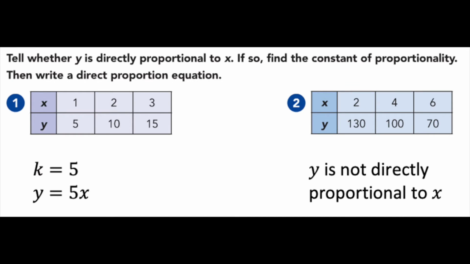When we submit our answers for these problems, number 1 can be submitted as k equals 5, and then we could write y equals 5x. And for number 2, because there is no proportion, we could say y is not directly proportional to x.